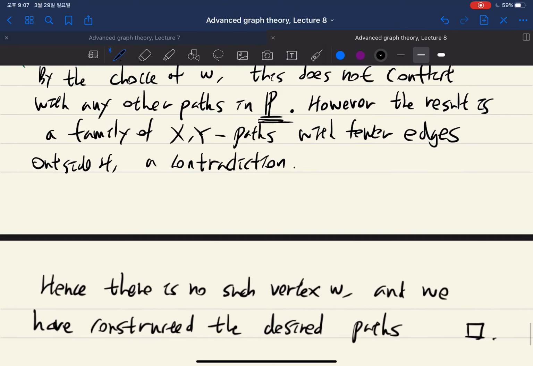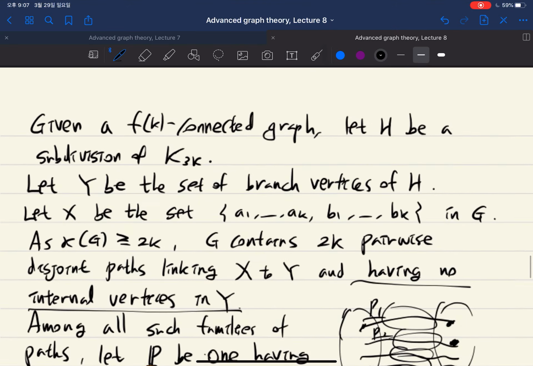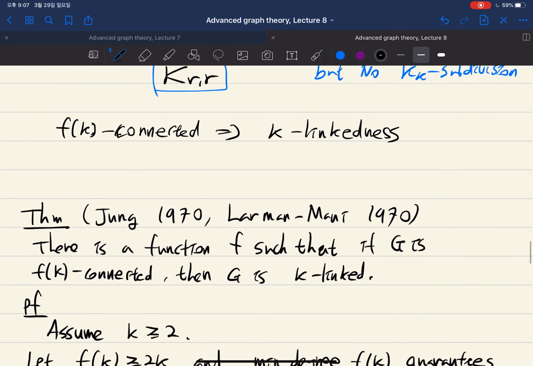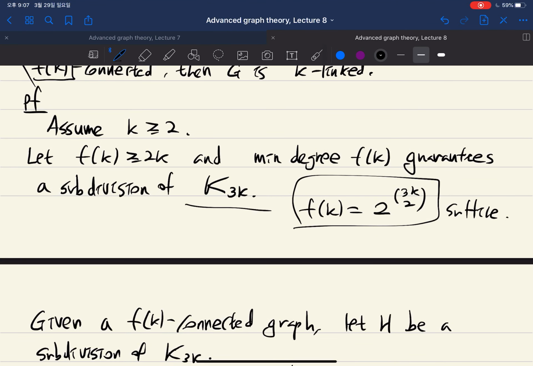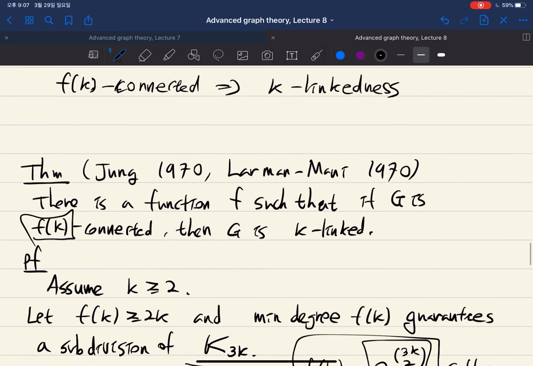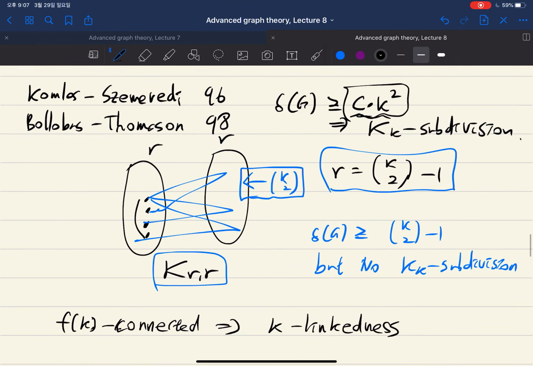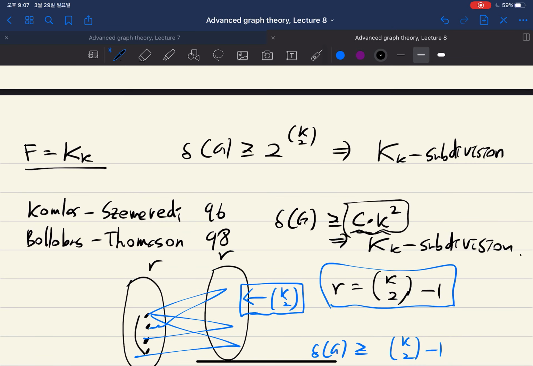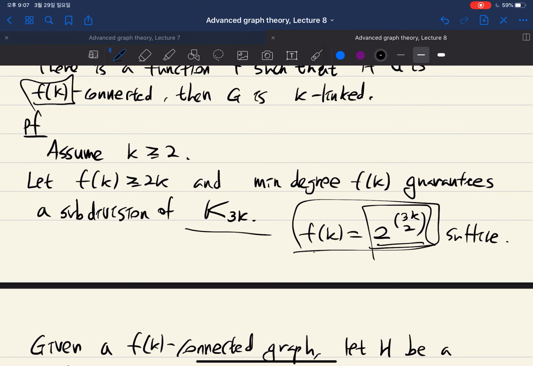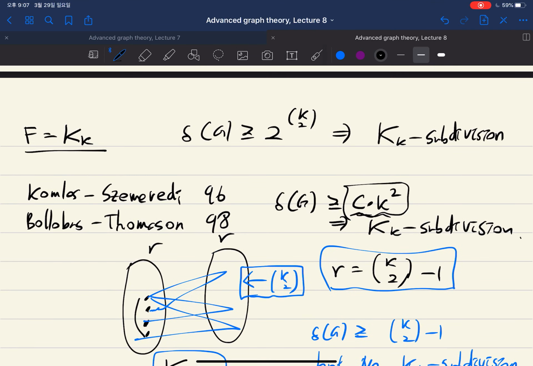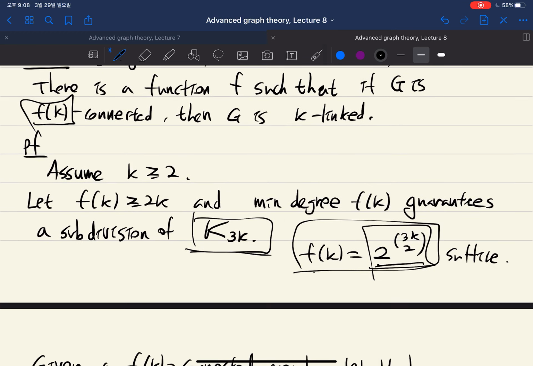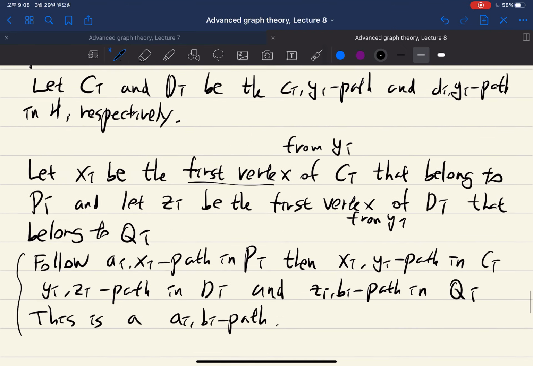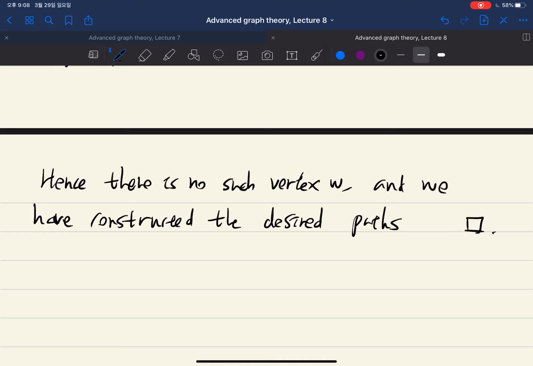So how large this F is, is another question. And here, definitely 2 to the 3k choose 2 suffices, but that's an exponential number, exponential in k. But if you closely see the proof, we use this number in obtaining this k sub 3k. So if we use this Komlós theorem already, or Bollobás–Thomason, then we can lower it to some quadratic function.